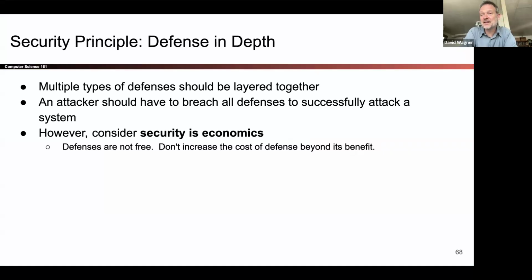Okay. And the nice thing is if you do this right, then an attacker has to breach or defeat all of the defenses to successfully attack a system, which makes it harder for them, takes longer, or increases the cost for them. There's always a trade-off here, right? Because we said security is economic. Each additional defense you add is not free. Maybe it takes up time from users, or it costs money to implement, or it's annoying and tedious and slows down people's productivity. So you can't just add more and more and more. You're trying to make a smart trade-off here.